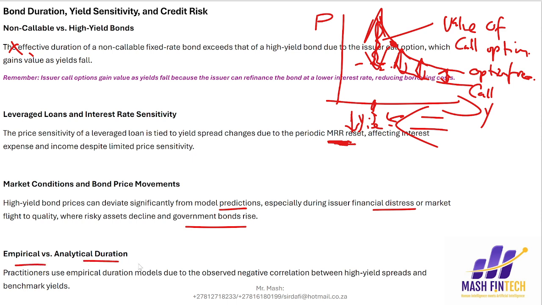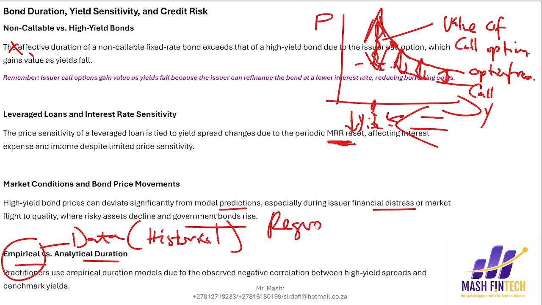Then in terms of empirical or analytic durations, in practice, they use empirical durations. This is based on data. So they use historical data, and by using historical data, they can run regressions against the benchmark. But with analytic durations, these are the ones we're talking about, the modified durations and the Macaulay durations. These ones are analytic durations. So practitioners use empirical duration models due to observed negative correlations between high yield spreads and benchmark yields. Hence, they use empirical durations, which run regressions and use historical data.